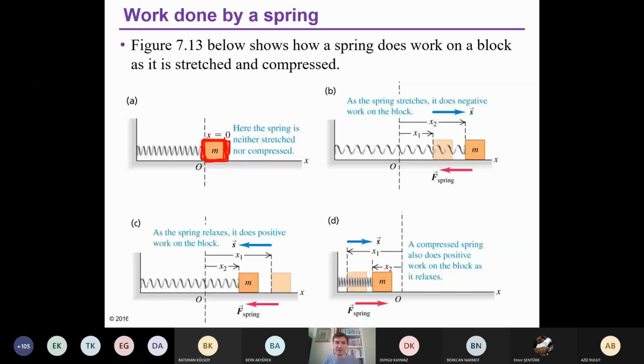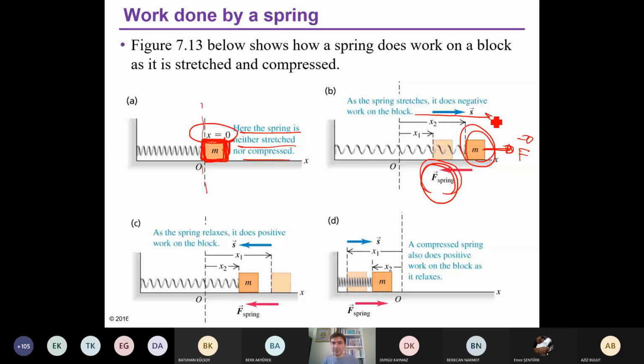Very simple, just concentrate. So here the spring is neither stretched nor compressed. It is in equilibrium. It is at rest. It is staying at zero position, okay? Then I am applying a force, and I am stretching the spring. Then what about the force applied by the spring on this box? The spring applies this force on this box, but what about displacement? I am pulling this box, and displacement is in this direction, to the right.